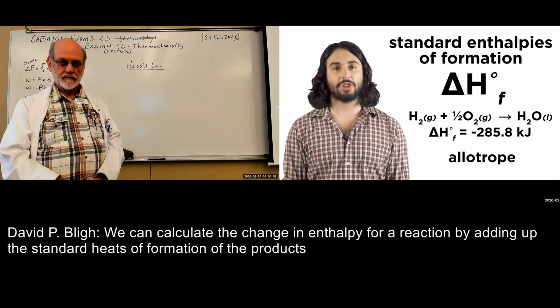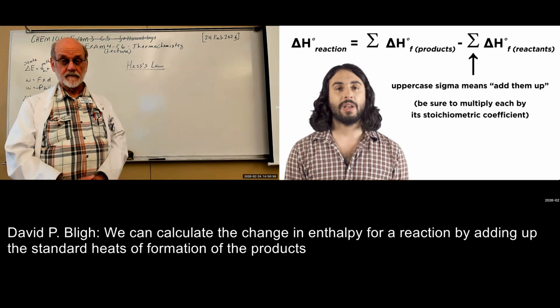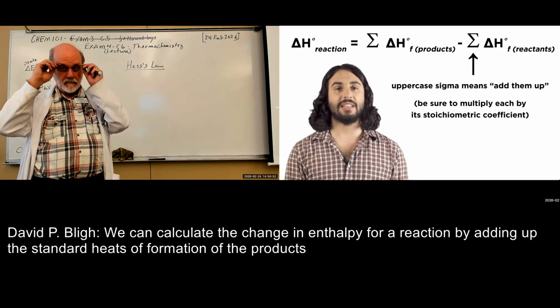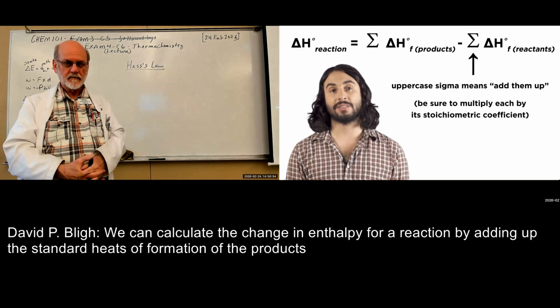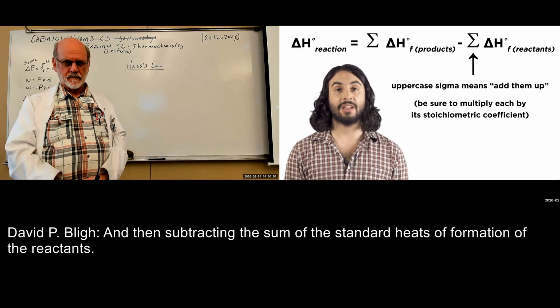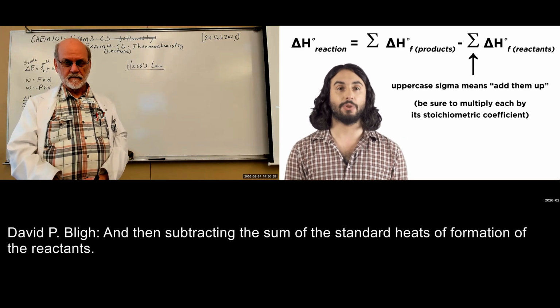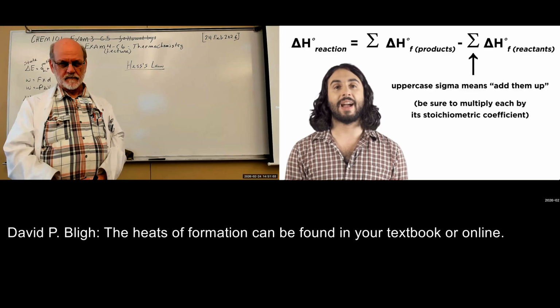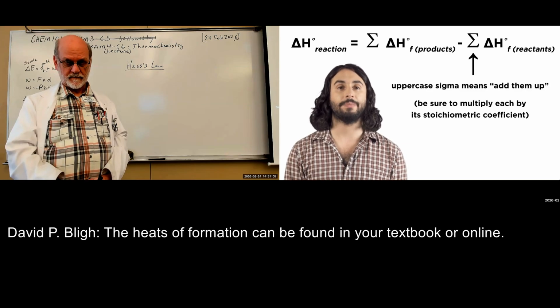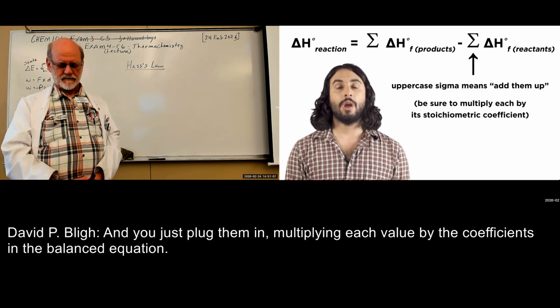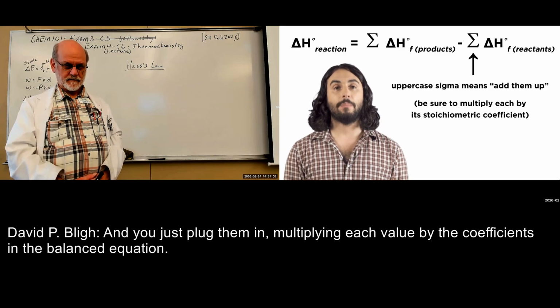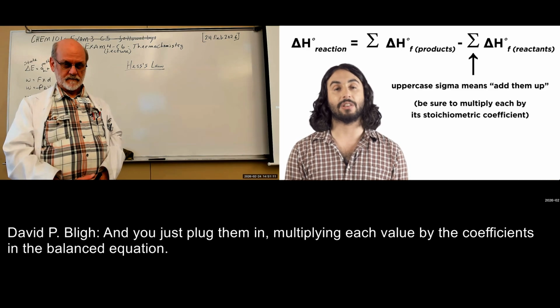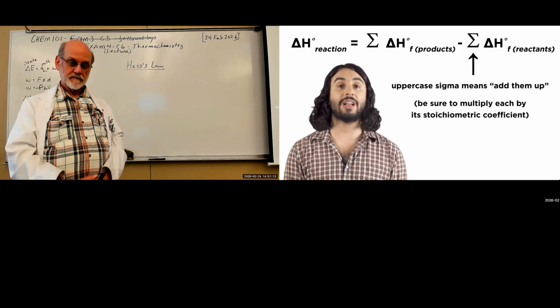We can calculate the change in enthalpy for a reaction by adding up the standard heats of formation of the products and then subtracting the sum of the standard heats of formation of the reactants. The heats of formation can be found in your textbook or online, and you just plug them in, multiplying each value by the coefficients in the balanced equation. Let's check comprehension.